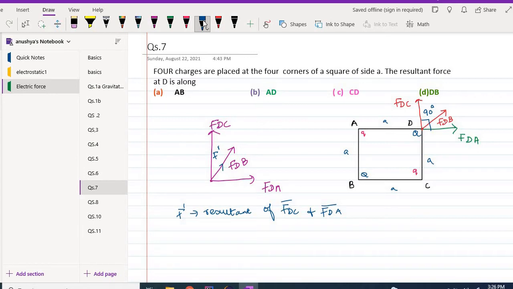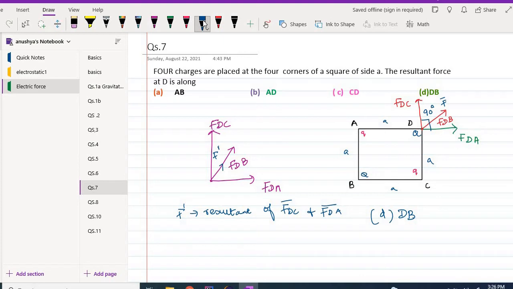The resultant force at D is along. Now let's come to the question. The resultant force at D is along AB, AD, CD, or BD? It is along in what direction? It is not along AD. Resultant is F dash. It's along which direction? This direction. It's along DB direction. So option is D.